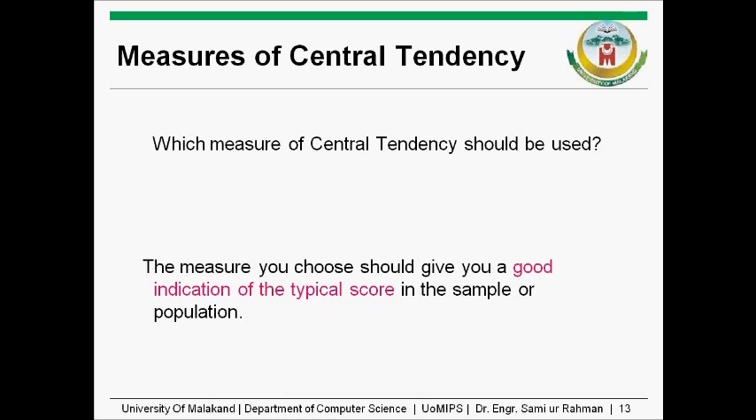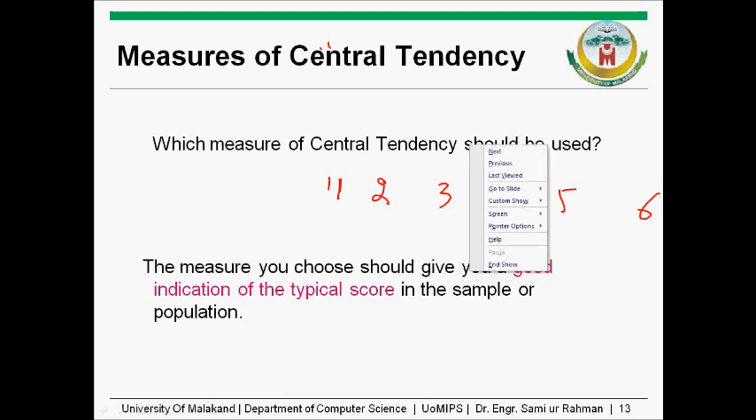I think it will be good if we take an example. If I have 1, 2, 3, 4, 5 and 6, what is the mean? It should be roughly 3.5.